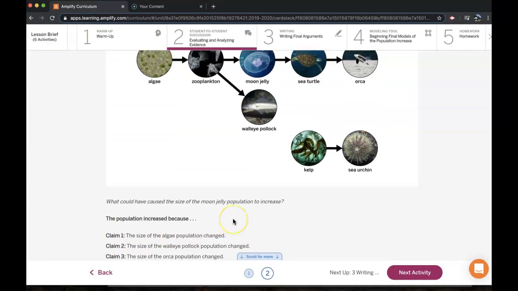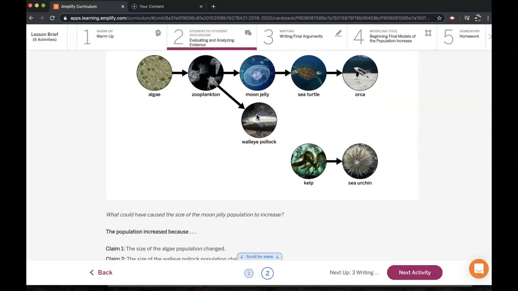Now for claim 2, evidence card F says that the walleye pollock population decreases. When the walleye pollock population decreases, they are eating less zooplankton, because they don't need as many energy storage molecules to survive since there are not as many of them. So they eat less zooplankton, which means the zooplankton deaths will decrease. If there are fewer zooplankton deaths, there are more births than deaths, and so the zooplankton population increases.